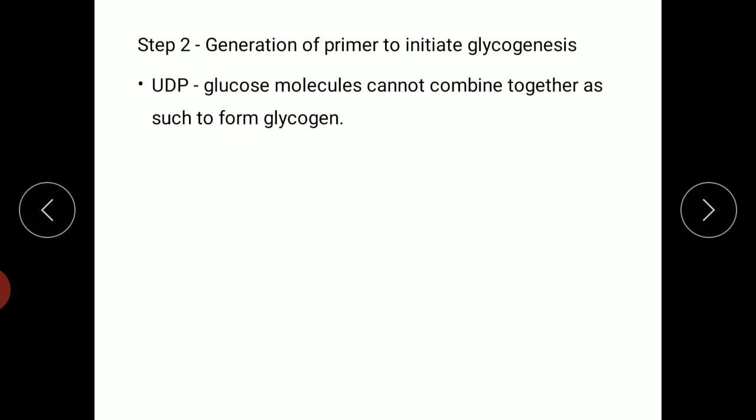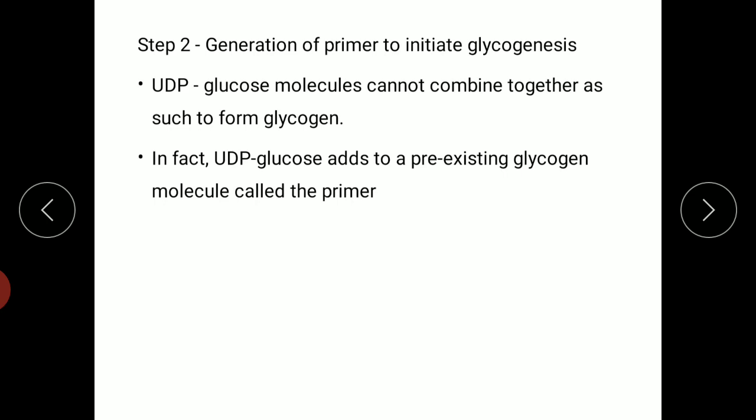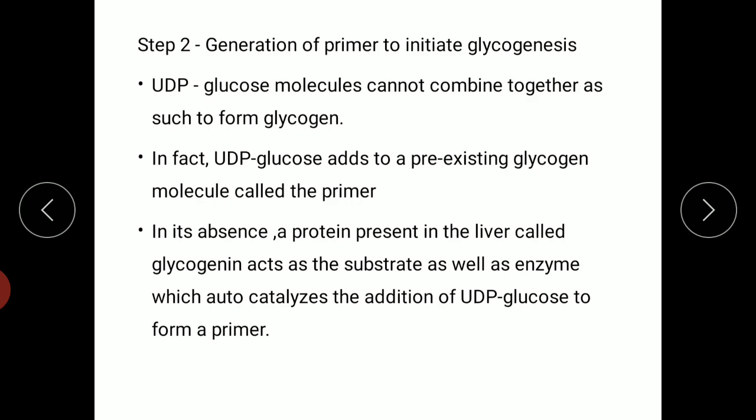UDP glucose molecules cannot combine together as such to form glycogen. In fact, UDP glucose adds to a pre-existing glycogen molecule called the primer or glycogen primer. In its absence, if there is no glycogen molecule available, a protein present in the liver called glycogenin acts as a substrate. Not only the substrate, it acts also as an enzyme which autocatalyzes the addition of UDP glucose to form a primer.